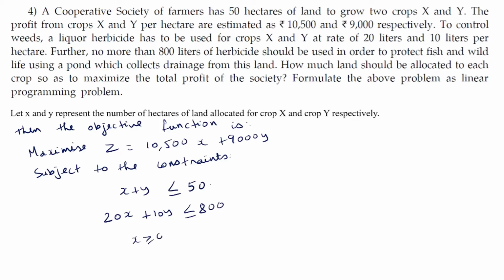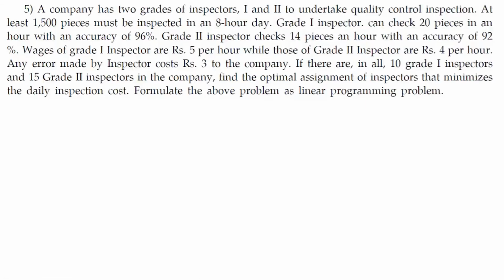And then we have the non-negative constraints, X greater than or equal to 0 and Y greater than or equal to 0. Now let us simplify this. This implies 2X plus Y less than or equal to 80. So this is the mathematical formulation of the given linear programming problem. Now coming to the next question.